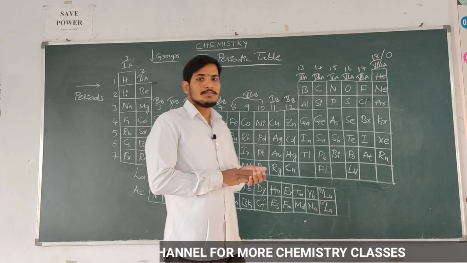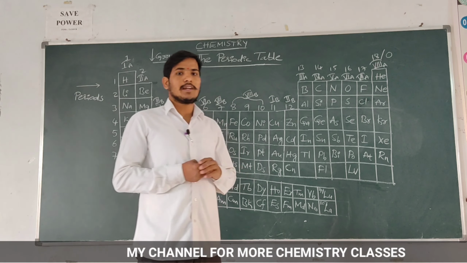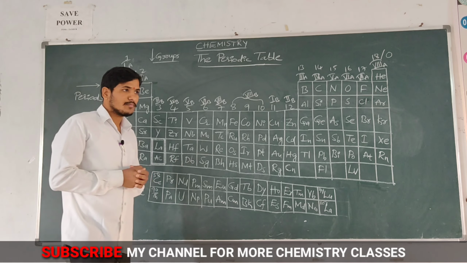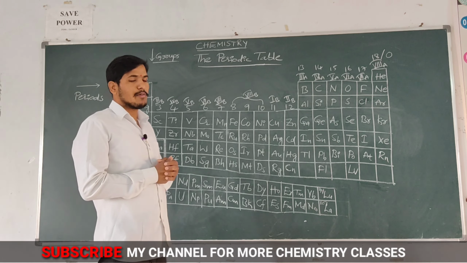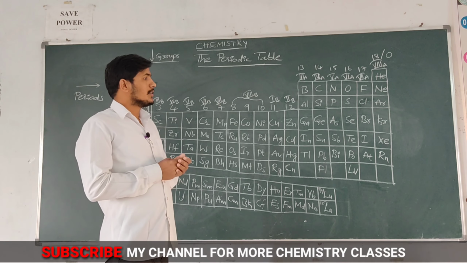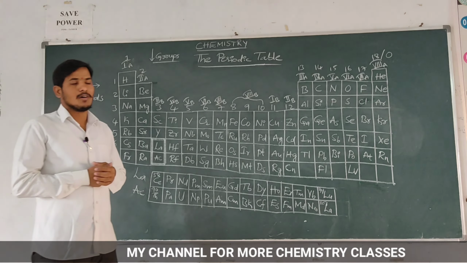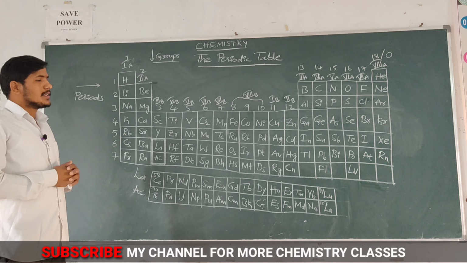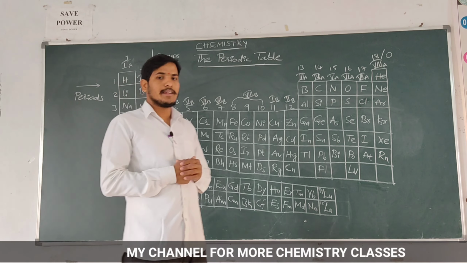Hello students, in the previous class we discussed the periodic table, how groups and periods are classified, Döbereiner's law of triads, Newlands' law of octaves and more related to the periodic table, and how periodic properties change in groups and periods. Now we are going to discuss the s, p, d, f block elements in the periodic table.